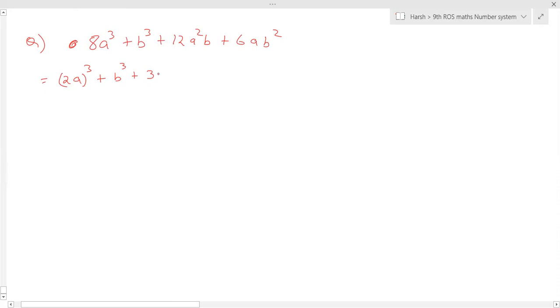Yesterday I did it, na? A plus b plus c the whole square. 2 times I multiplied. How did I multiply? Did you follow that one? Yes, sir. Same way you have to do here. Okay, sir.